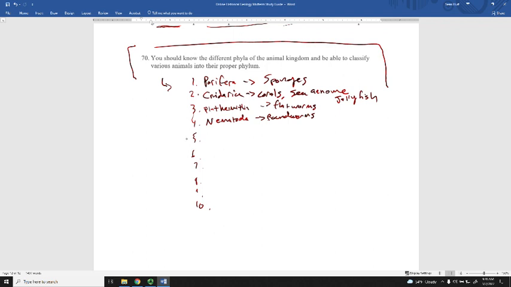and they're not preserved. So the next one that you should know are the mollusks. Sorry, Mollusca.